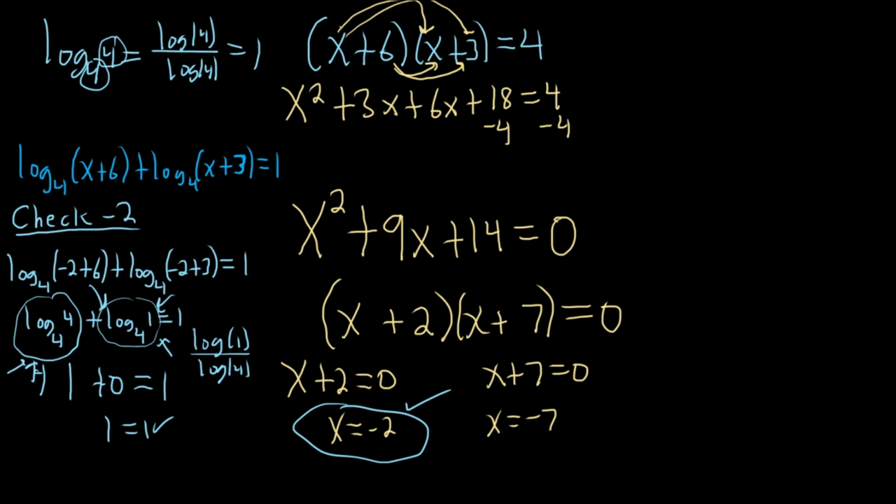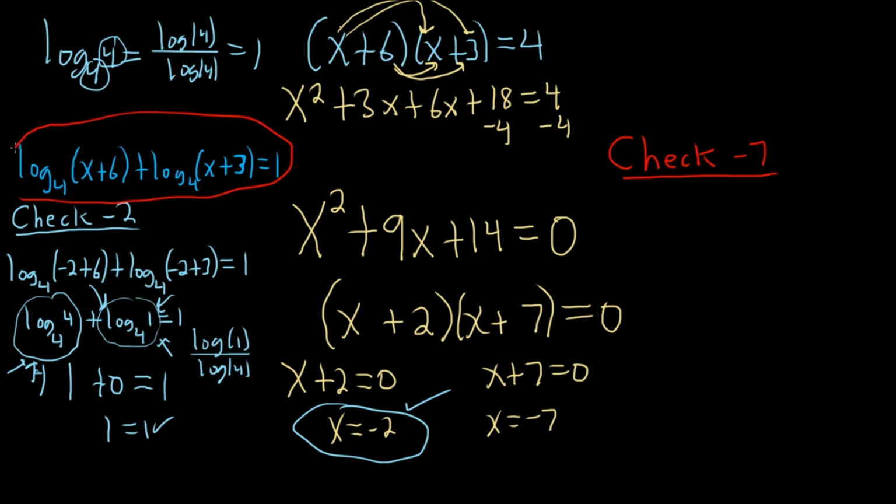So now we just have to check -7. We're going to plug it back into this equation here. So we have log base 4 of -7 plus 6 plus log base 4 of -7 plus 3. And that's equal to 1.